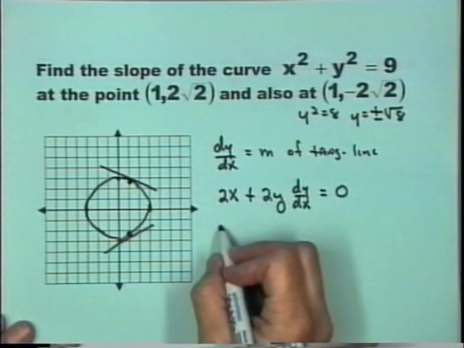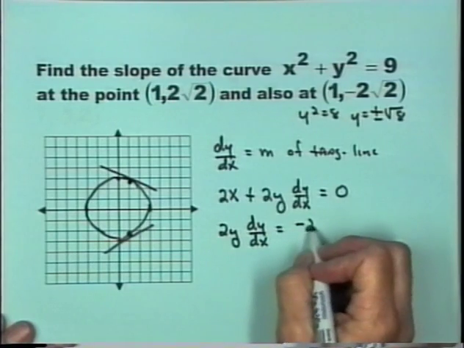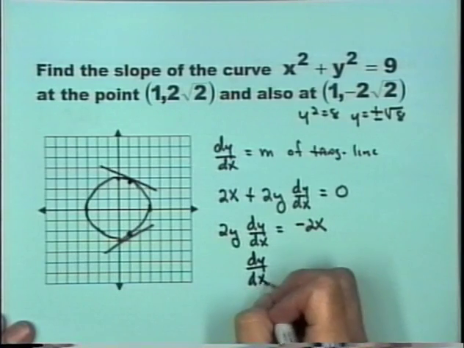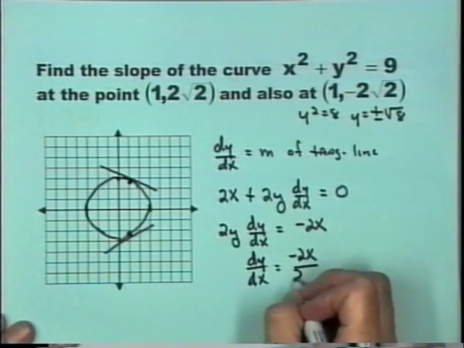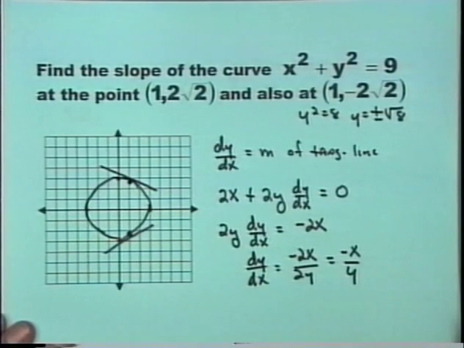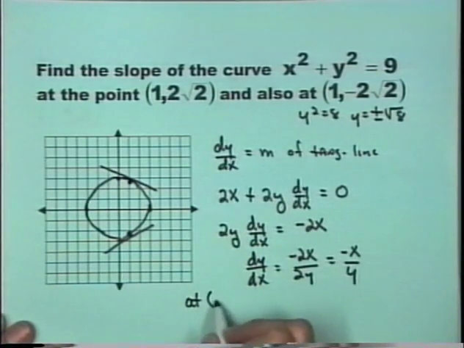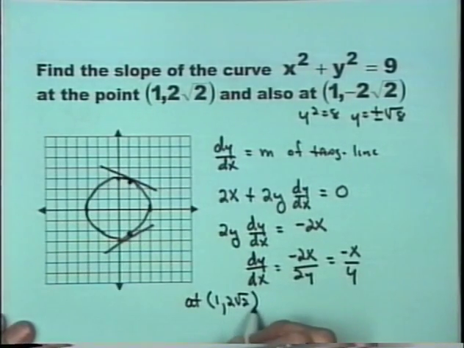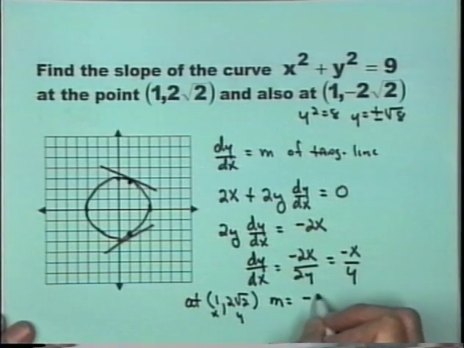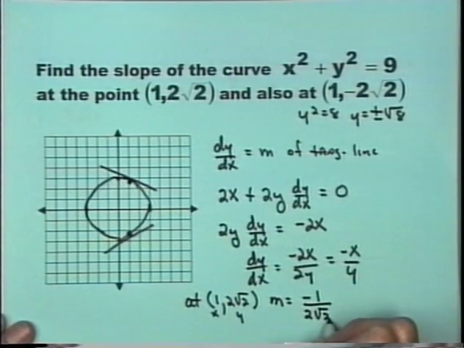Now, we can subtract the 2x. So I have 2y times dy/dx equals negative 2x. We'll divide by the 2y. So dy/dx equals negative 2x divided by 2y. We can cancel the 2's, and we get negative x over y. Now, notice at the point (1, 2 square root 2), this is x, and this is y. So the slope would be the negative of x, so negative 1, over the y, 2 square root 2.